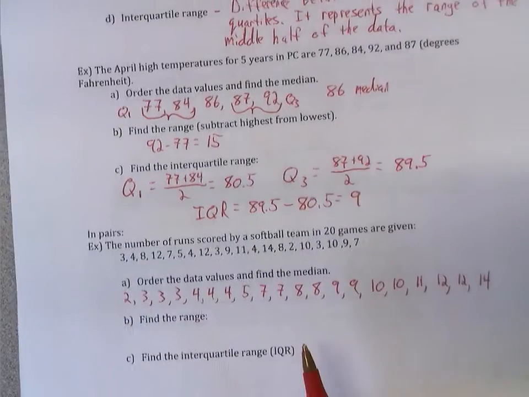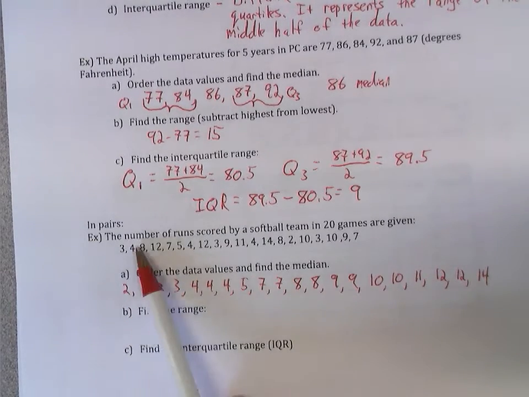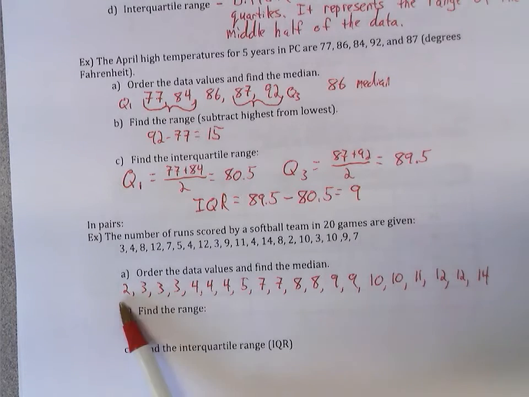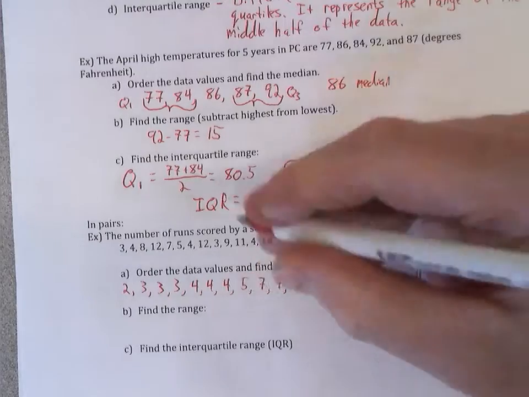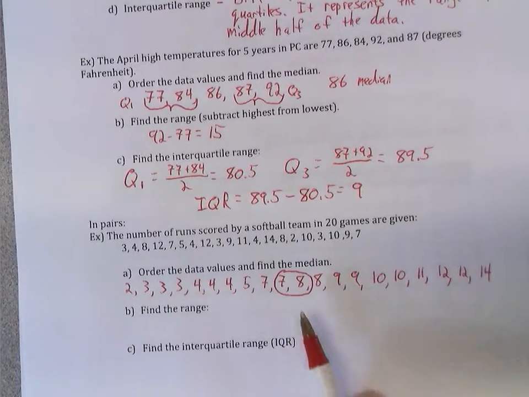Let's try that again. Here's another set. This one's much longer. I've already ordered it for you. Here's the number of runs scored by a softball team in 20 games. You can see many of the games have similar scores, so finding the median can be quite difficult. There are 20 scores, so where's the middle? Since it's not an odd number, we have to go to the middle two, which are 7 and 8.